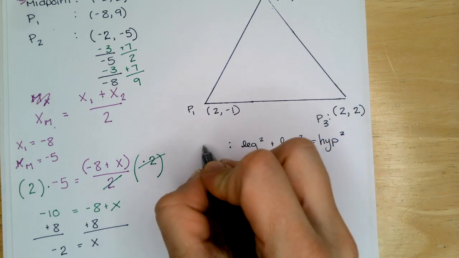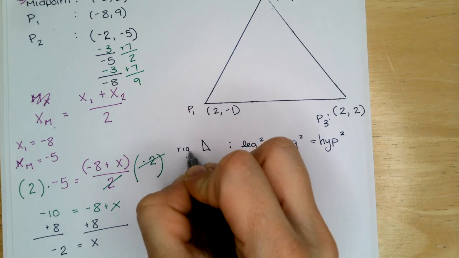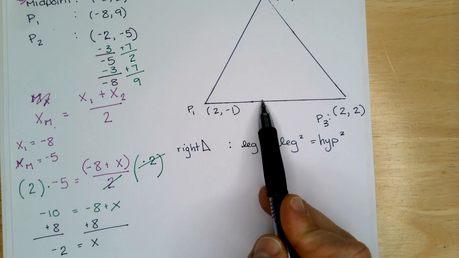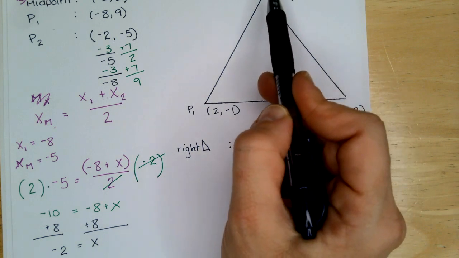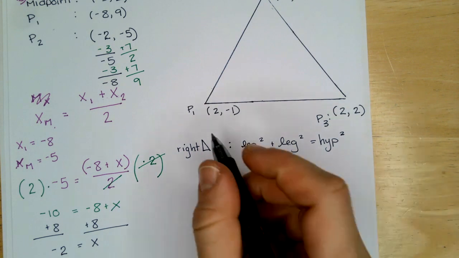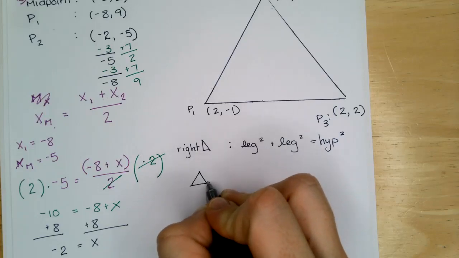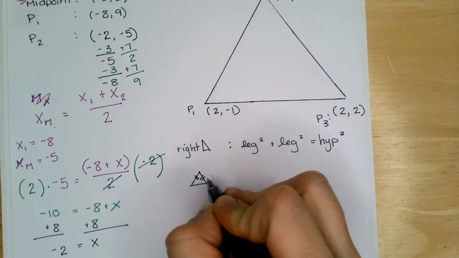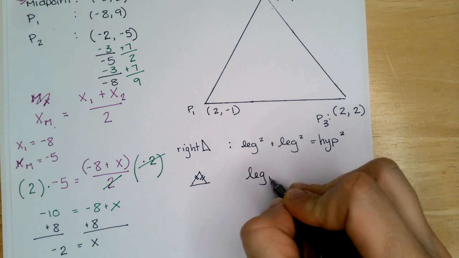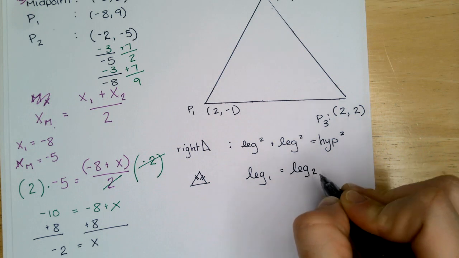If it's a right triangle, then whatever this distance is, added to this distance squared, will equal this distance squared. And if it's an isosceles triangle, that means that two of the sides are the same length. So the length of leg 1 is equal to the length of leg 2.